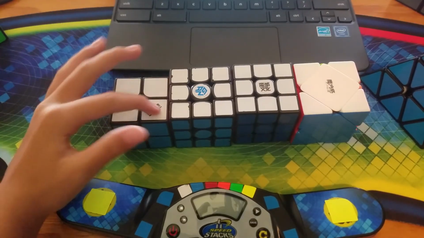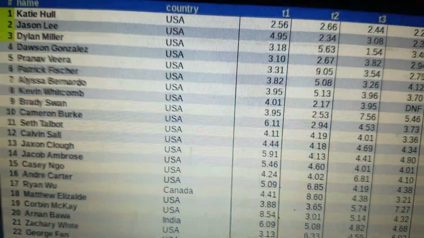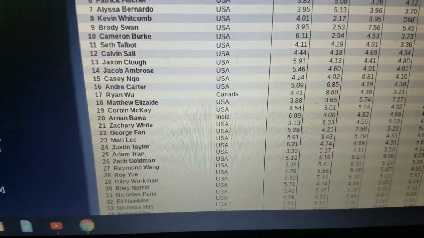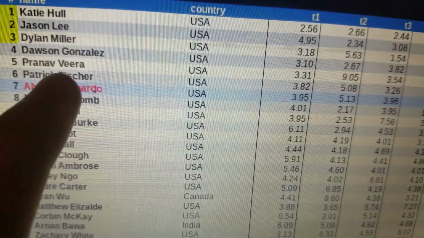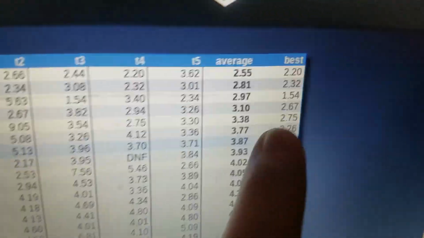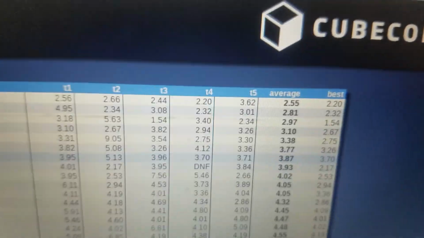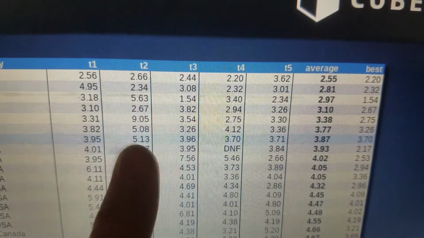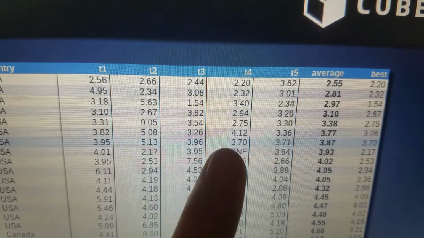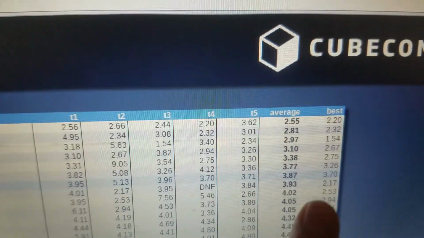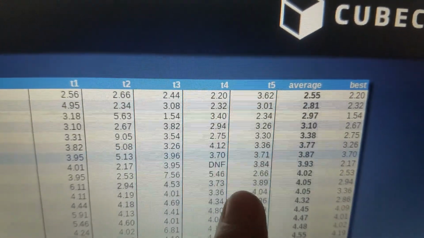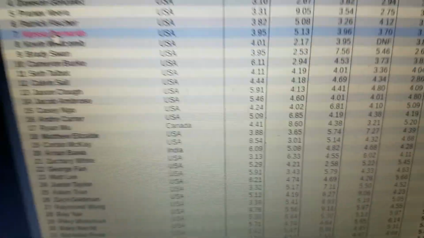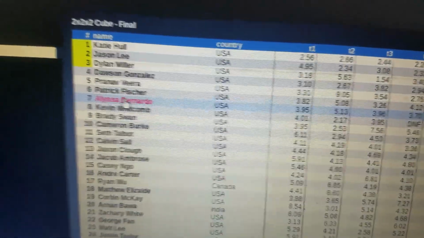Let's start with 2x2. So for 2x2, there's only one round of this. I'm really happy. I got 7th place, as you can see. I got a 3.87 average, really good for me. Like, I didn't expect to get that one. So I got a 3.95, 5.13, 3.96, 3.70, and 3.71. I didn't get a good single or anything, but that average is really good for me, and I'm super happy. Now, unfortunately, they only had one round, so that's kind of disappointing, but it's okay.